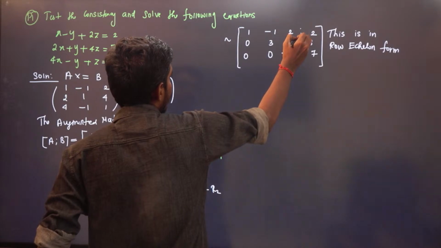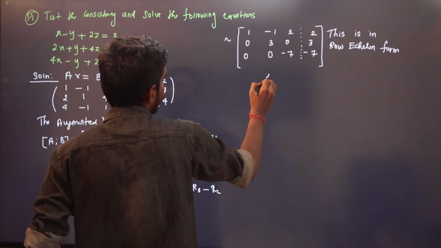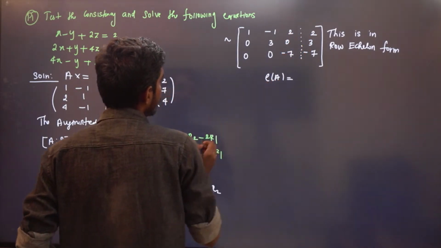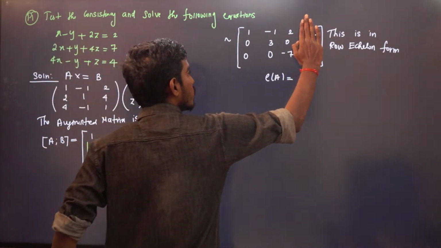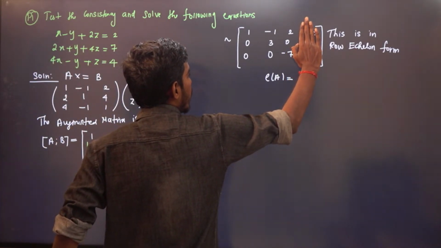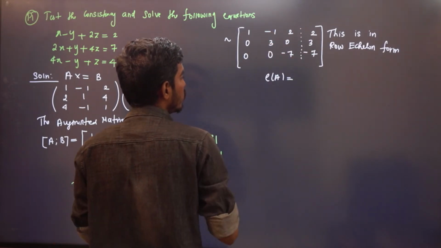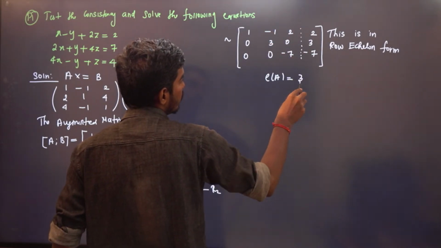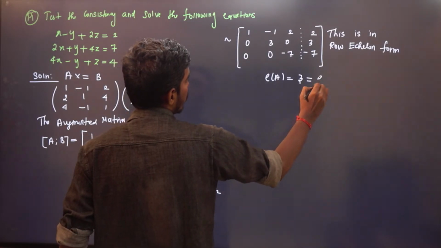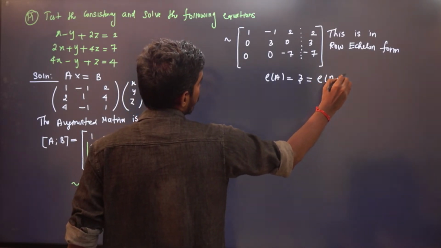Now you have to find rank of A. Now what is rank of A? Just place finger here and here. 1 non-zero row, 2 non-zero row, 3 non-zero row. So rank of A is 3. Now what is rank of A comma B? That is also equal to 3, right?